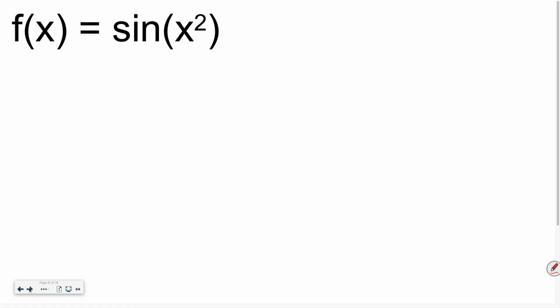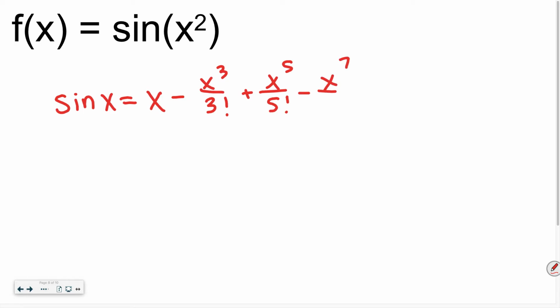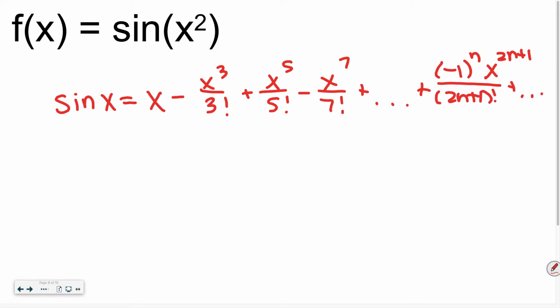The first example where we get to use our shortcuts. Well, we know that the sine of x is x minus x cubed over 3 factorial plus x to the 5th over 5 factorial minus x to the 7th over 7 factorial, and so on. That's what we know. The sum of (-1)^n x^(2n+1) over (2n+1) factorial. We know that.